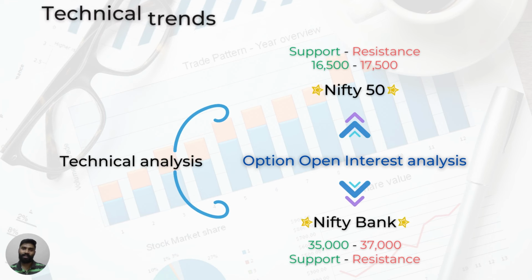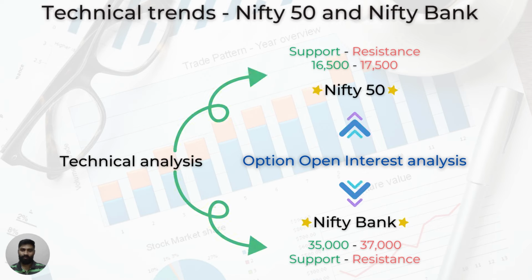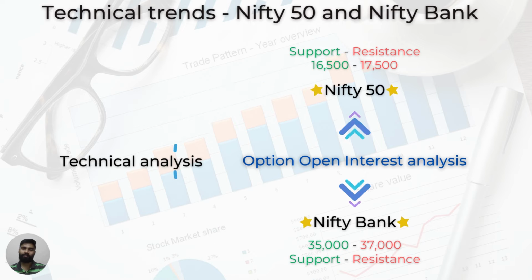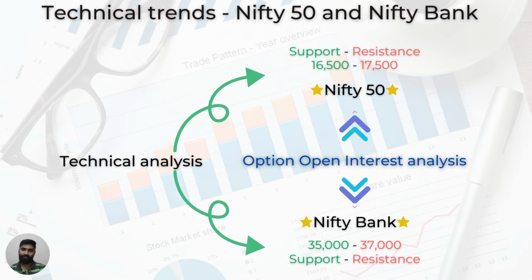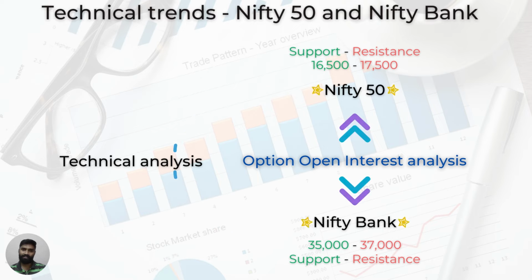In this video, we'll be covering the technical trends of Nifty 50 and Nifty Bank with the help of a parameter called open interest from the option chain data. Using this data, we'll be able to plot support and resistance and also come up with a probable trading range for these two indices.